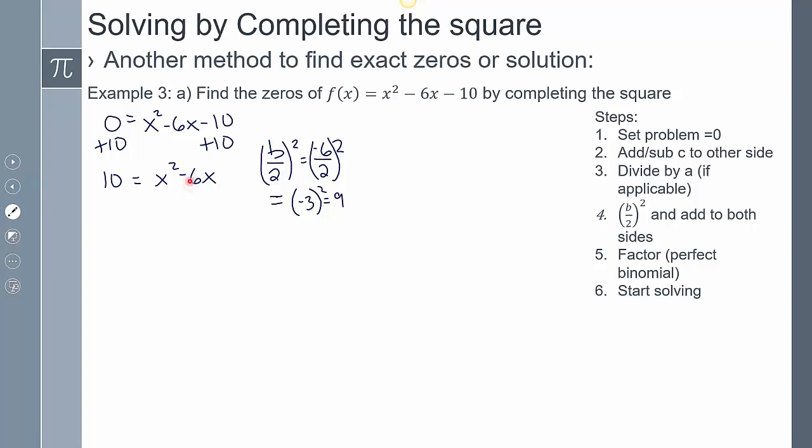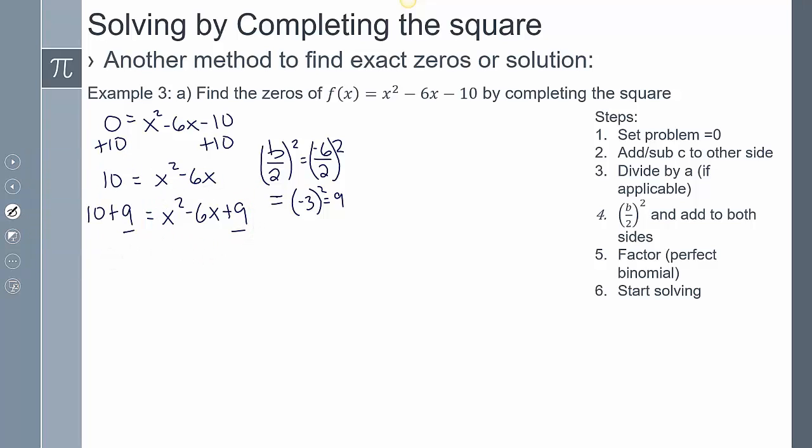So this b, this negative 6, I divided it by 2, that's how I got negative 3, and I squared it, and I get 9. I need to take that 9, and I need to add it to both sides. Now the reason why I do that is because this portion here will factor, and it will always factor into a perfect binomial.